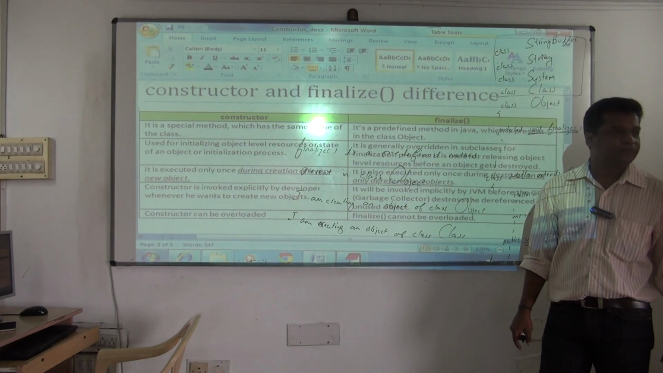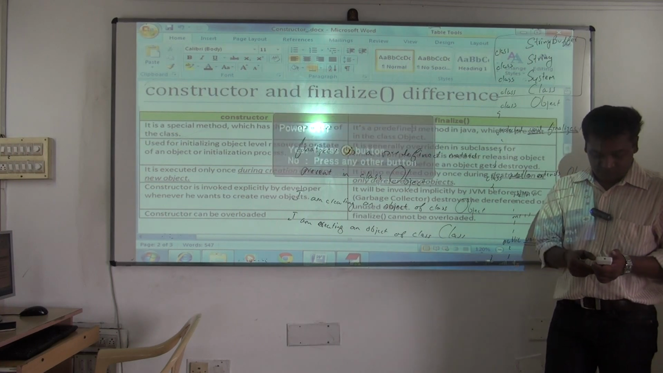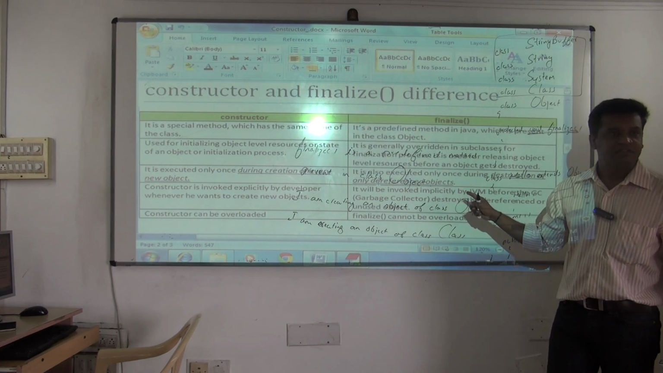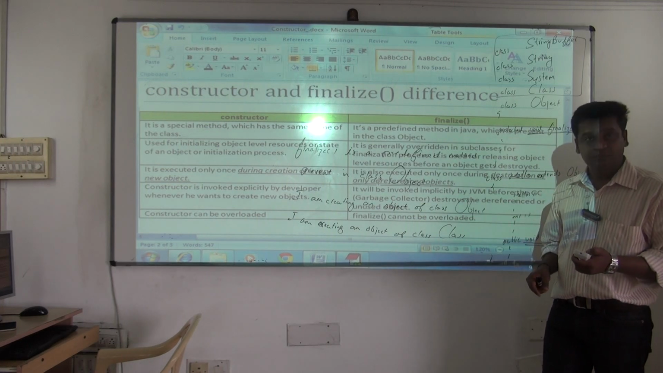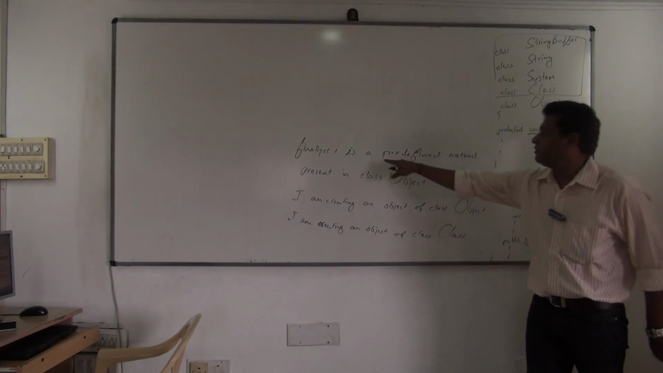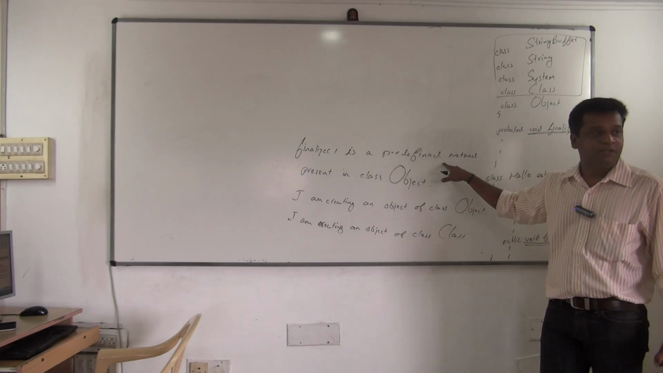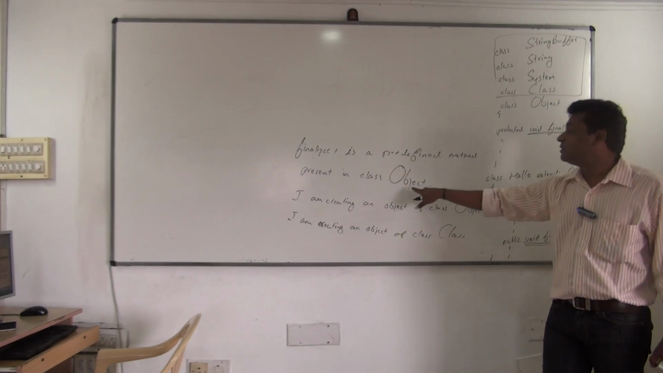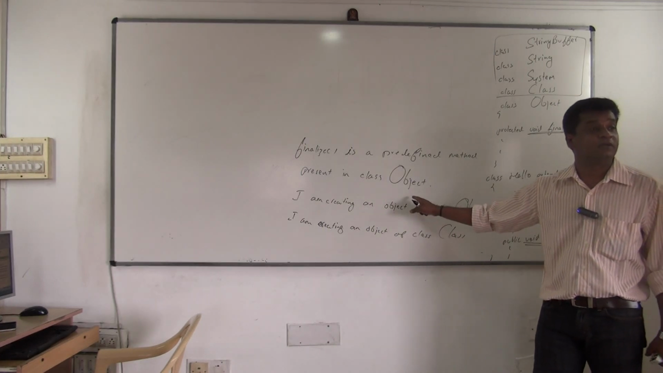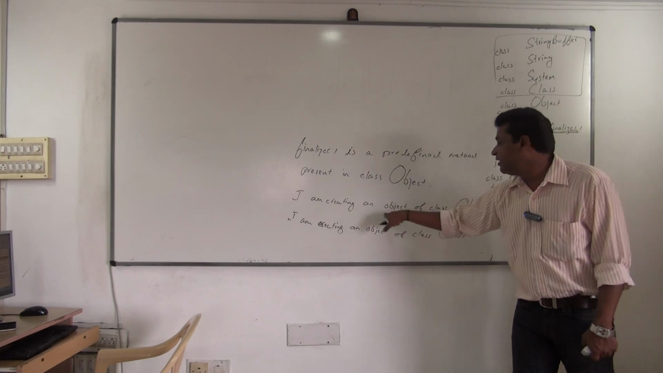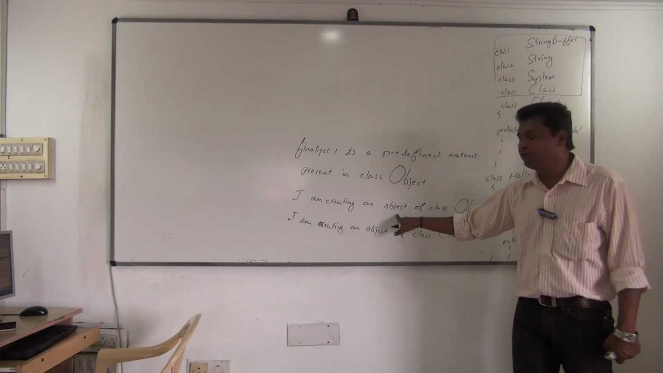Are you clear with this now? Yes or no? Clear? Is it visible? I'll clear anyway. See, this is how you write. Finalize is a predefined method present in class Object, O caps. This time O compulsory caps. Because we are talking about what? Class. I am creating an object, means which object you are talking about? The normal code coming into existence that you are talking, that time o will be small.